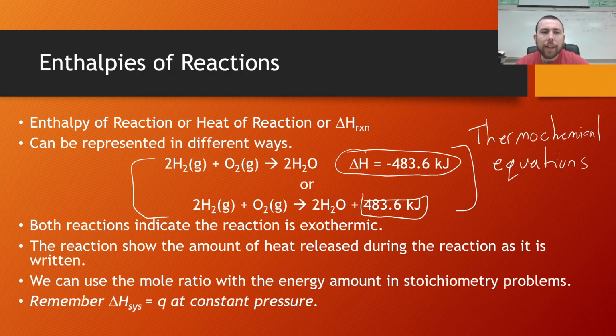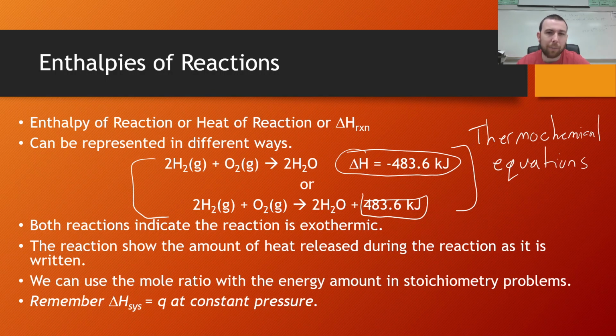Okay. And the good news is, let's say we had more than what we have there. Then we can use the mole ratio within our thermochemical equation to treat this like a stoichiometry problem. We could just simply do a mole calculation, and then we can determine the amount of energy that's being released. Now, remember, delta H of the system is equal to Q at constant pressure. That's essentially what we're doing because we're assuming, like in most chemical processes, that pressure stays the same during our chemical process.